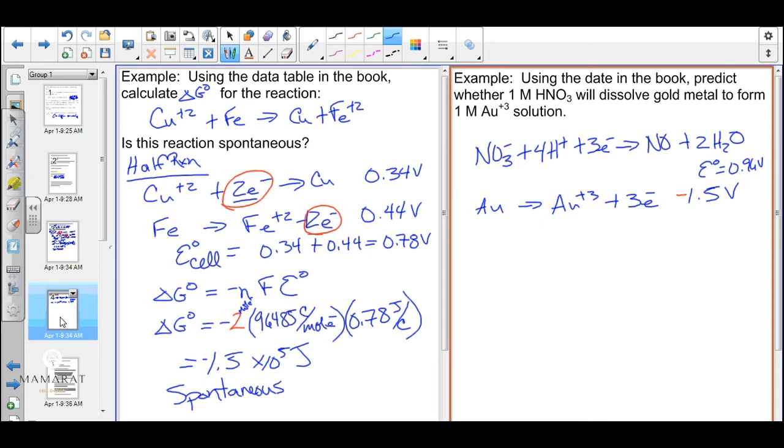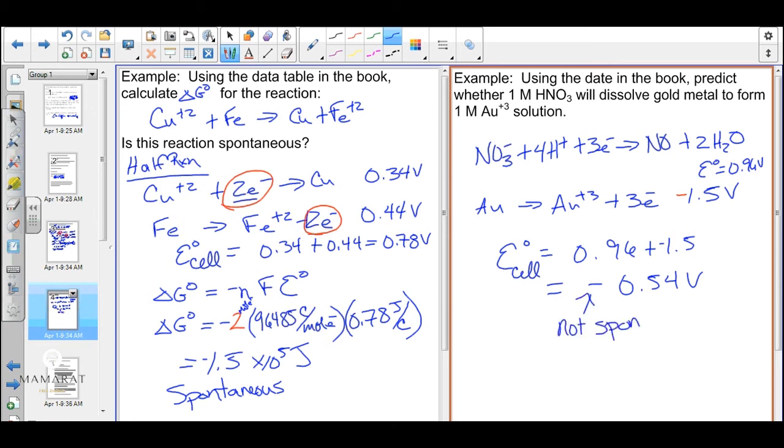So again, take the time to go back to that page. Let me just check what page it's on again. Page 796. Take your time, go back to page 796 to prove that these two reactions make sense and that when you add them together, you would get HNO3 dissolving Au to get Au plus 3. So the E of the cell here would equal 0.96 plus a negative 1.5, which would give us a negative 0.54 volts. So our E of the cell is negative. So it is not going to be spontaneous.